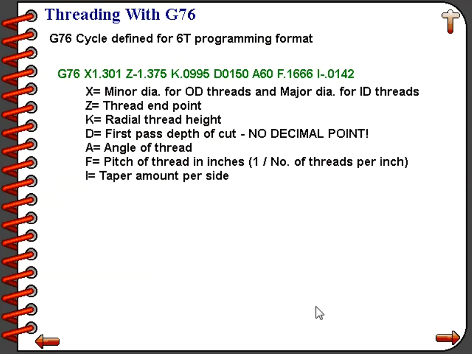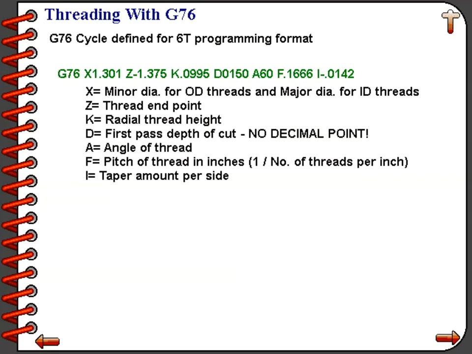For the 6T family of controls, the G76 cycle is slightly different. We start out, it only has one line as opposed to two lines. The X word would specify the minor diameter for OD threads and the major diameter for ID threads. The Z word would specify the thread endpoint along the Z axis. Those are basically the same for the 0T and 3T family of controls. The K word is going to specify our radial thread height. We get that by taking the major diameter minus the minor diameter and dividing by 2.